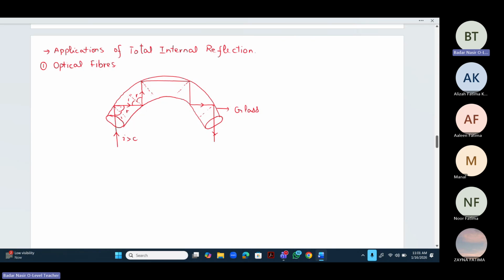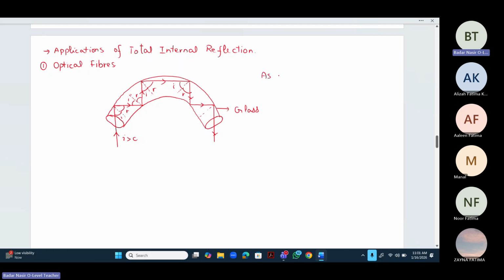Okay, so every time you draw the reflected ray, please draw the normal line first. So these dashed lines are the normal lines, and then keeping in mind that the angle of incidence and the angle of reflection are equal, you draw their reflected rays. So this way the light ray just travels inside the glass. Okay, now I hope it's clear. Okay? So how does it work?